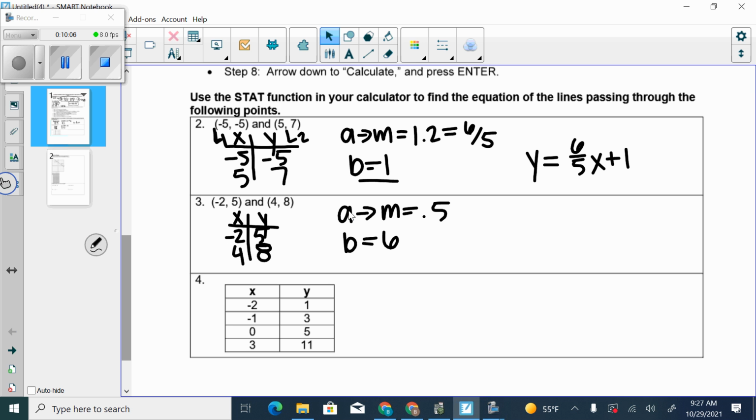Again, we don't like to leave our slope as a decimal, but we all know that the decimal 0.5 can be turned into the fraction 1/2. So the equation of our line would be y equals 1/2 x plus 6.